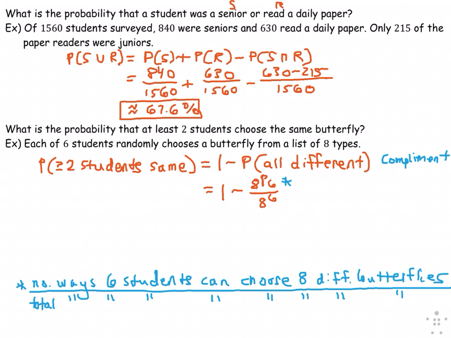The denominator is the sample space, the total possible ways that 6 students can choose a butterfly from a list of 8 types. So if objects are repeatable, then the total possible is going to be, well, the first student can choose 8 butterflies from among 8 butterflies. The next student, because objects can be repeated, also has 8 choices. All the way down the line, so that's 8 to the 6th power. And this gives us a probability of 92.31%.